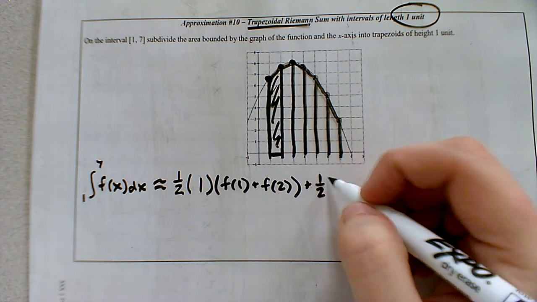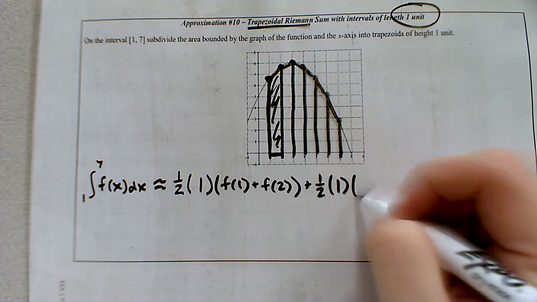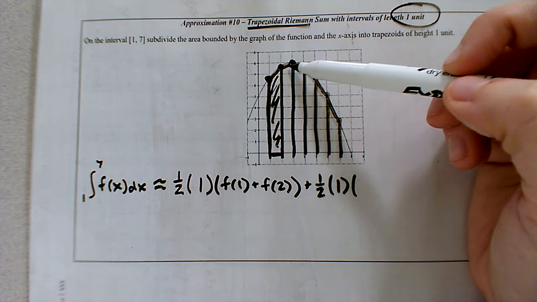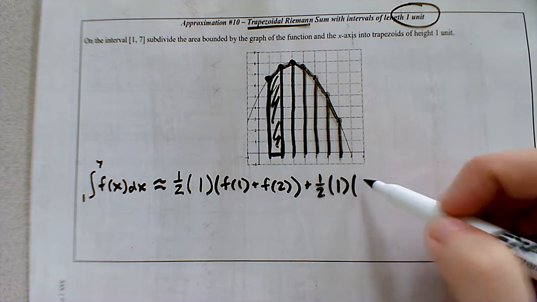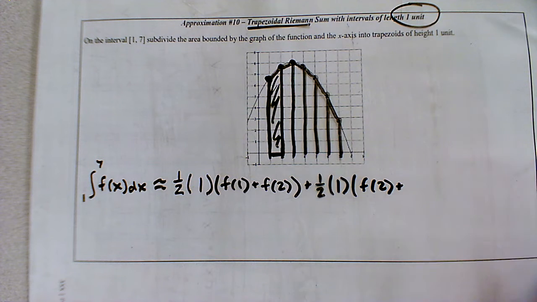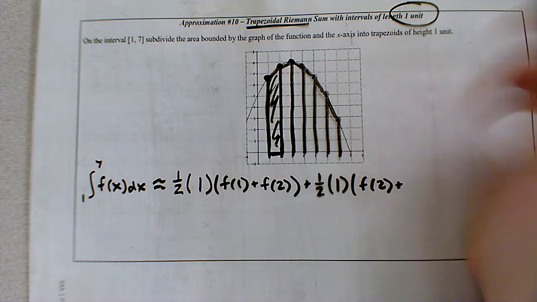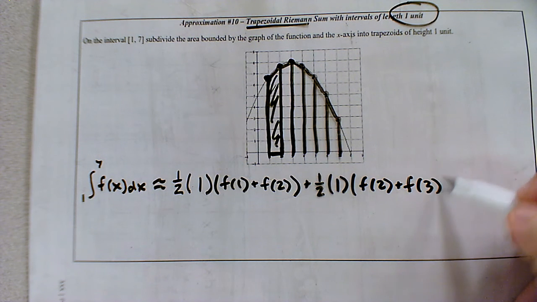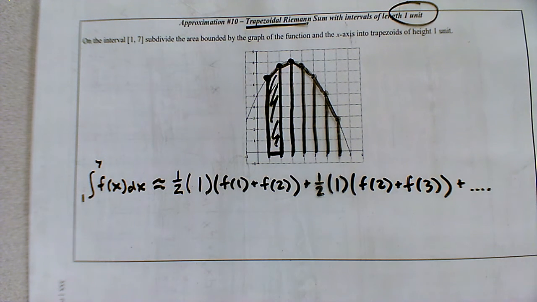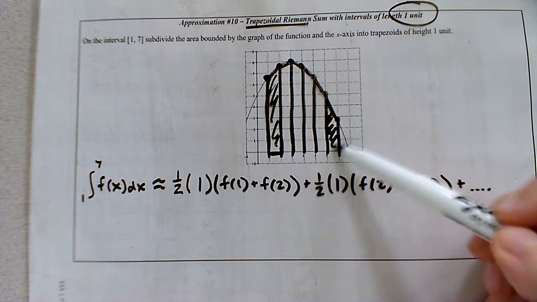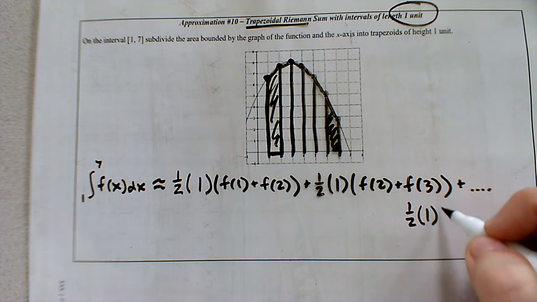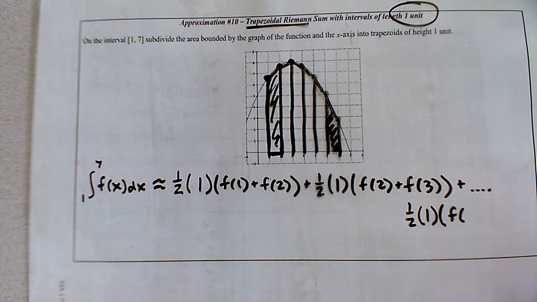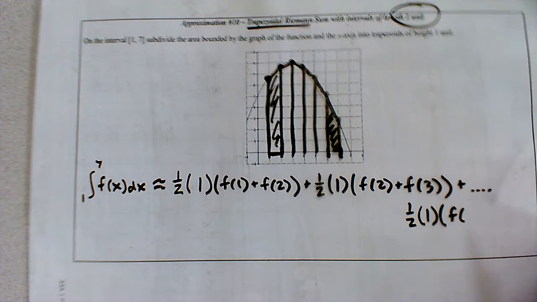If we go into the next one, we'll have 1/2 times the height of 1, and then the sum of the bases. So for this second trapezoid, the first base came from the x value of 2, and the second base came from the x value of 3. All right, and we're just going to continue that pattern until we get to this last trapezoid here. So we'll have 1/2, height of 1, sum of the bases. This one came from 6 and 7.